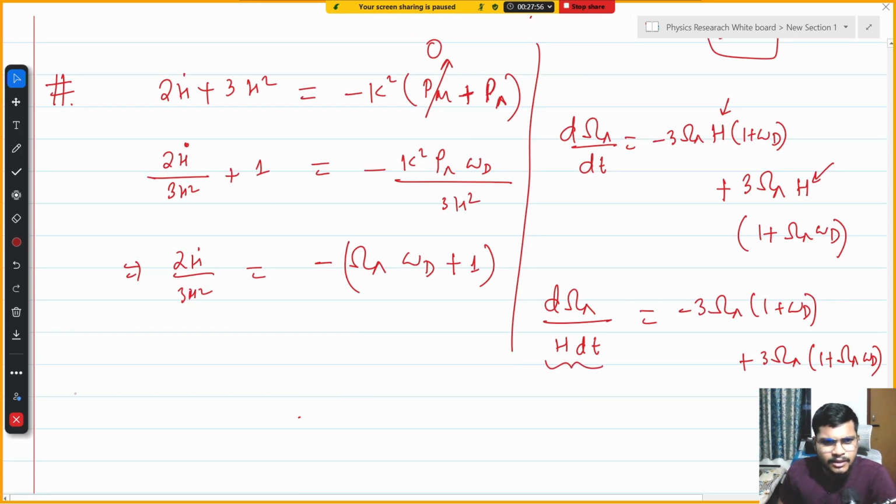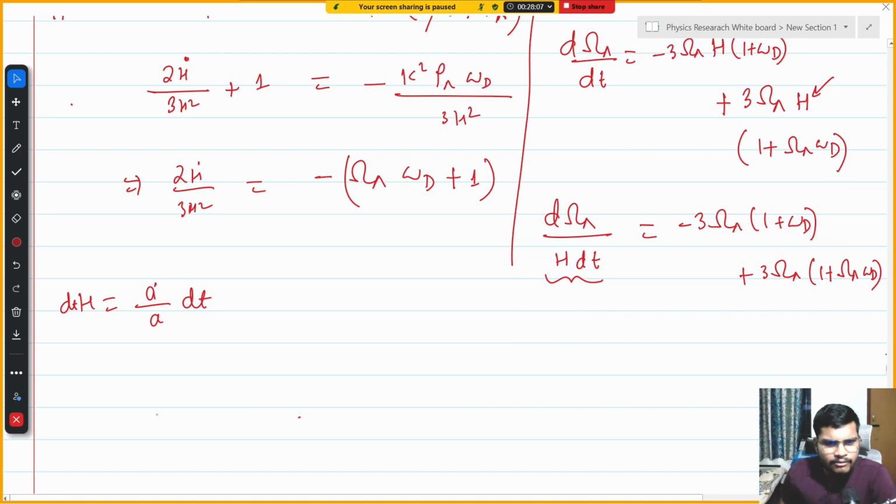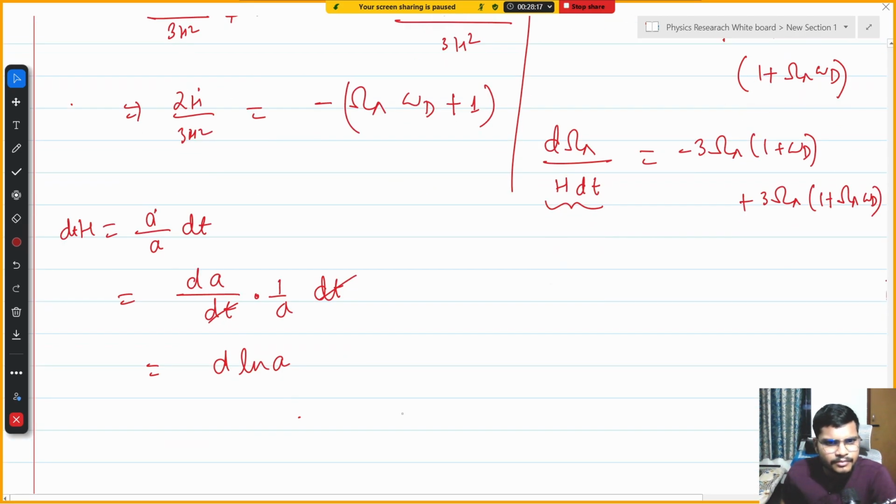Now what is h dt? You know, h is equal to a dot over a, right? So if I am multiplying with dt, then there is a dt. What I will get is dA over dt into 1 by a, the dt cancels out. dA over a becomes log of a, right? Now what I want is the following: I want to convert everything in terms of z, right? We want to convert it into redshift.